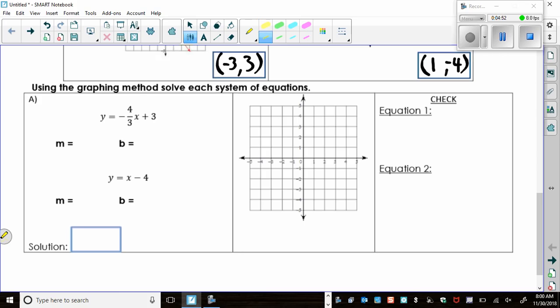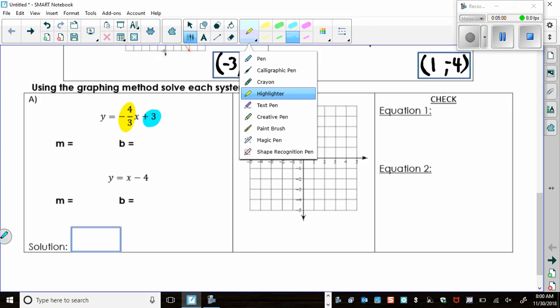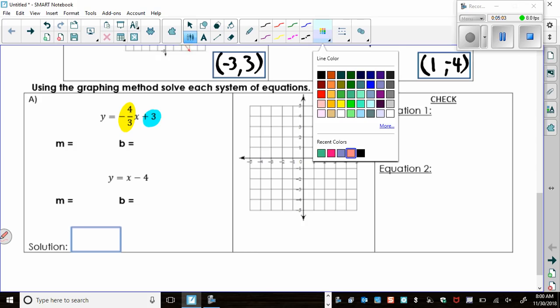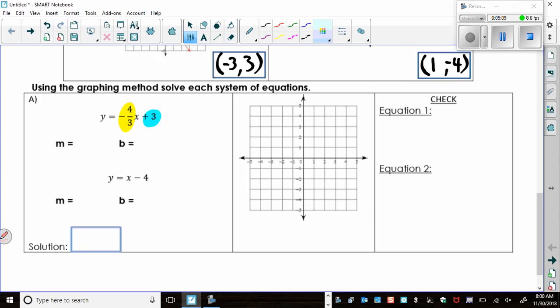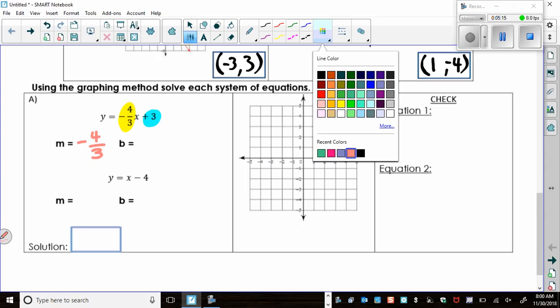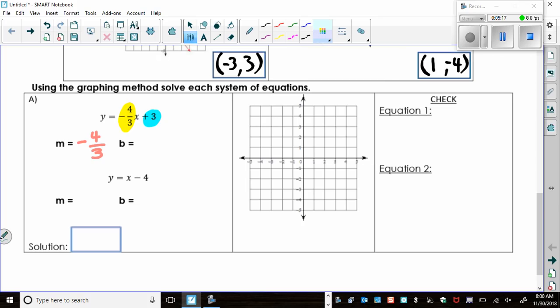So the first one, I want to find my slope. I know slope is always the number in front of my variable x. My y-intercept is the number behind the variable, or the number that stands alone. So in this case, we use blue. Actually, I'll do this one. Slope is negative 4/3. Your y-intercept is going to be 0, 3.